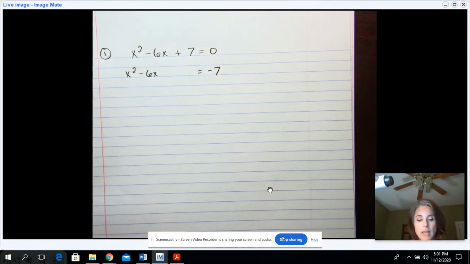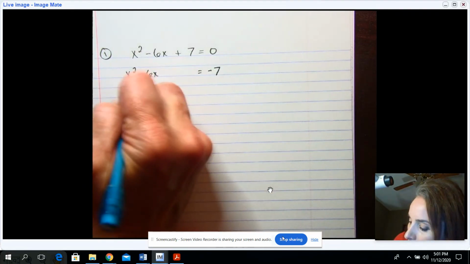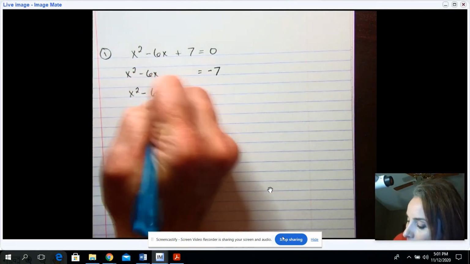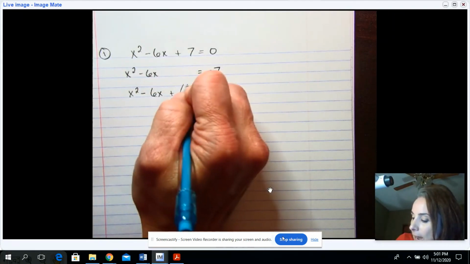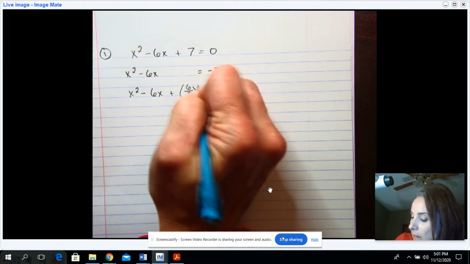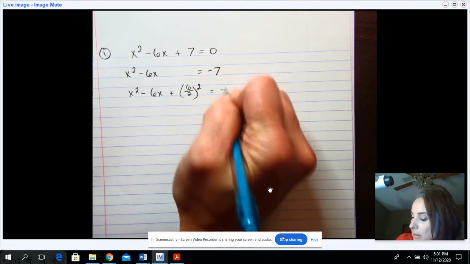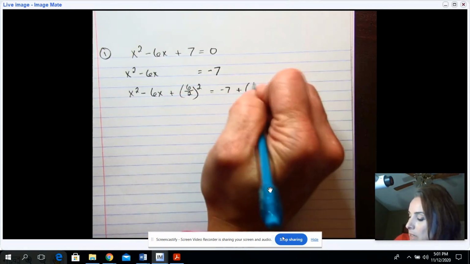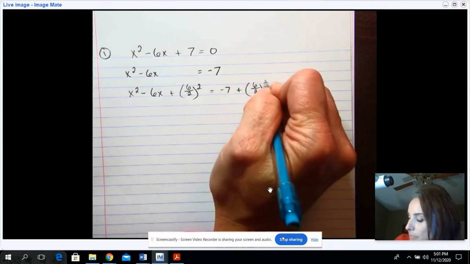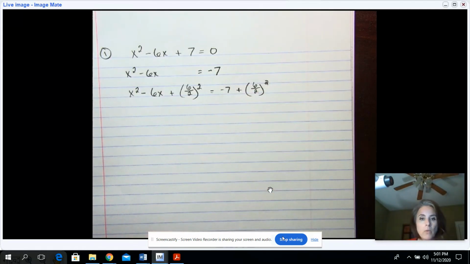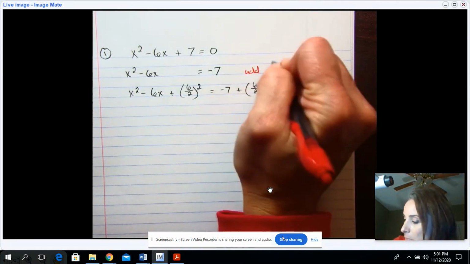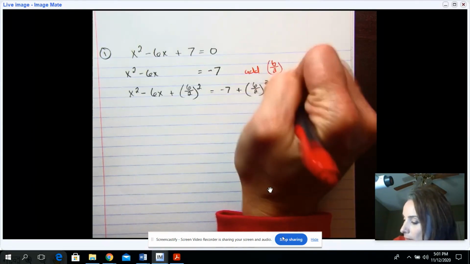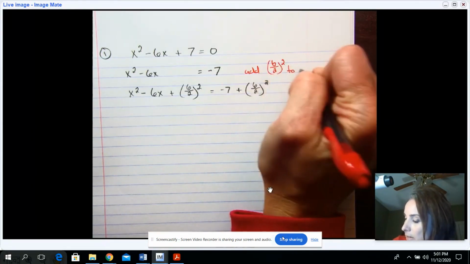Now, what you are going to do is add half of b squared. So I'll write it like this. You're adding half of b squared to each side. So I'll write that again. Add b divided by 2 squared to each side.